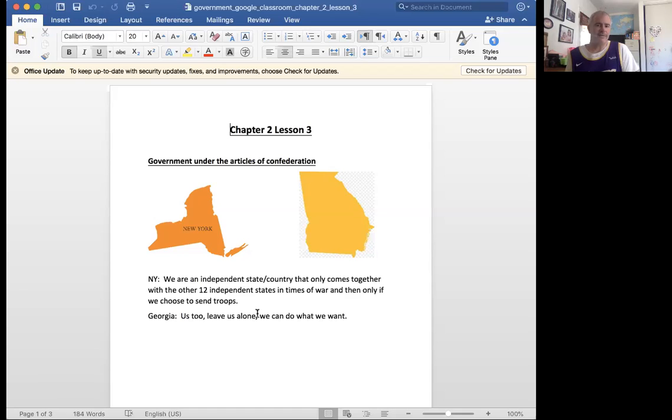A lot of historians look back at this period and ask why. Why did our first government create 13 independent countries that only came together in times of war? Like I said, although there was a mechanism, there was a Congress, in order to get a law passed, you needed 9 of the 13 colonies, or independent countries at this point, to vote to support that law. But why was it like that?